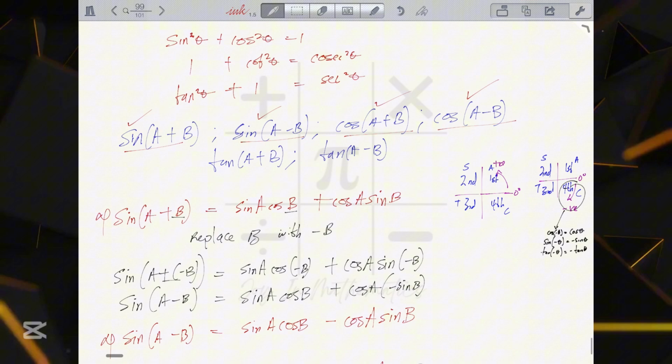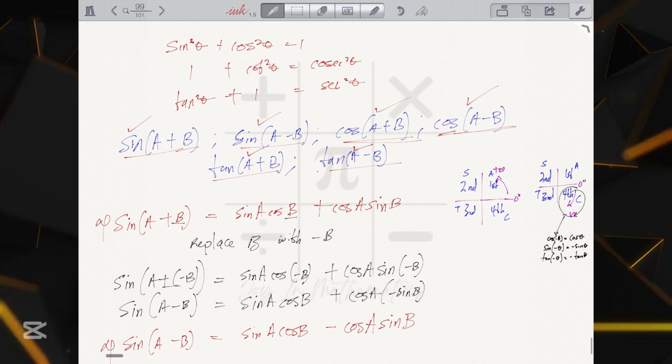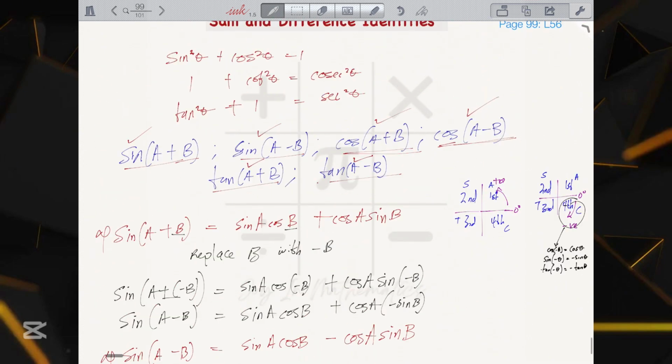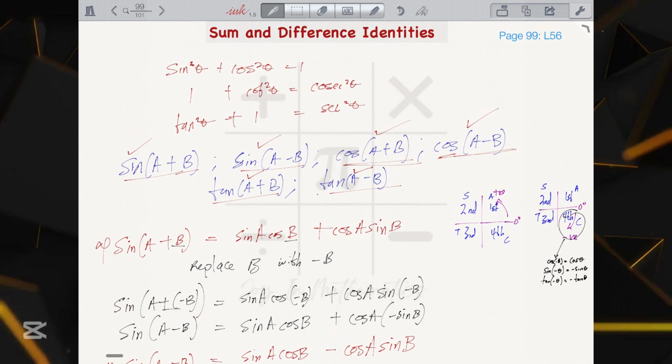So that means we have been able to simplify sine A plus B, sine A minus B, cos A plus B, cos A minus B, tan A plus B, and tan A minus B. In our next lesson video, we will take a look at examples that involve the sum and difference identities and how to apply them.